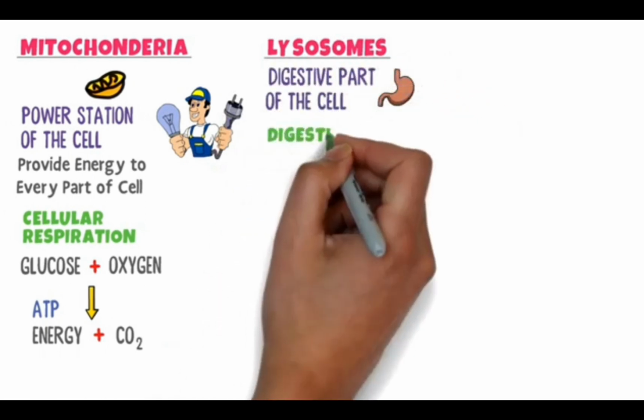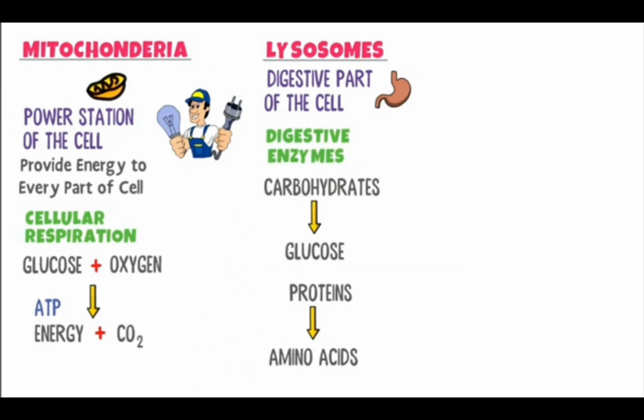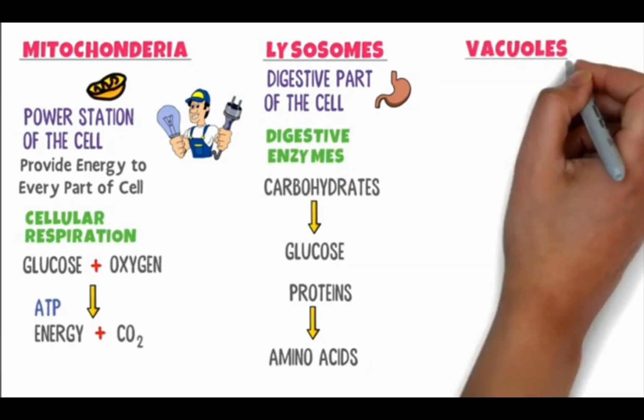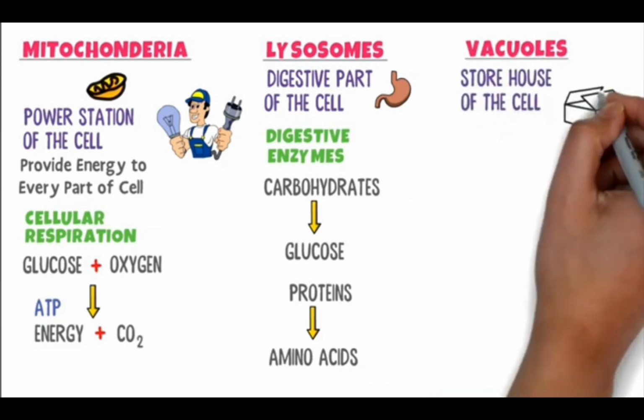Now, what is lysosome? Well, it is the digestive part of the cell. It contains digestive enzymes. Here, the food is broken down. For example, carbohydrates are converted into glucose, proteins are converted into amino acids.